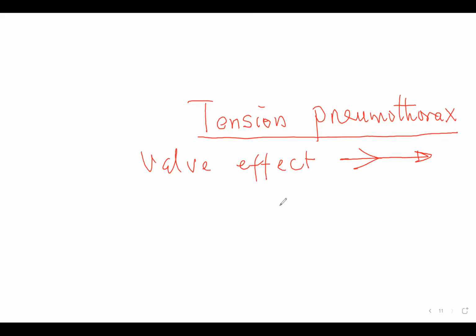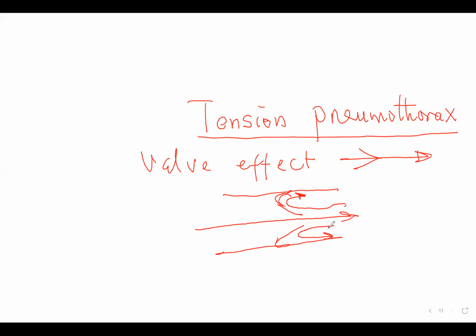If you have two leaflets like this, if this is a valve on this passage, you see it will allow flow in this direction. Even if there's return of whatever is flowing, the valve will cause a recoil. Okay, it will not go back. So that's what the valve effect in tension pneumothorax does.